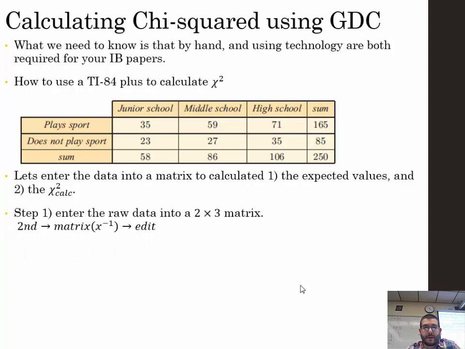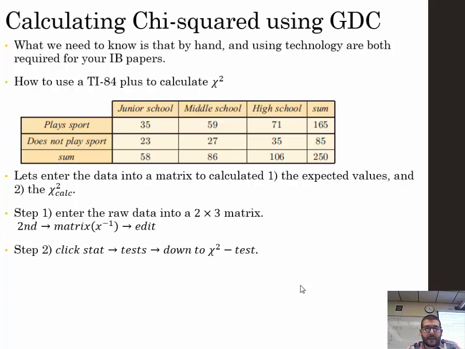Find the expected value. There we go. So enter the raw data into the 2x3 matrix. Step 1: you press second, the matrix button is x to the negative first, and then press edit. At the very top you write a 2 times 3 matrix, and after that you plug in the data below it into the matrix.